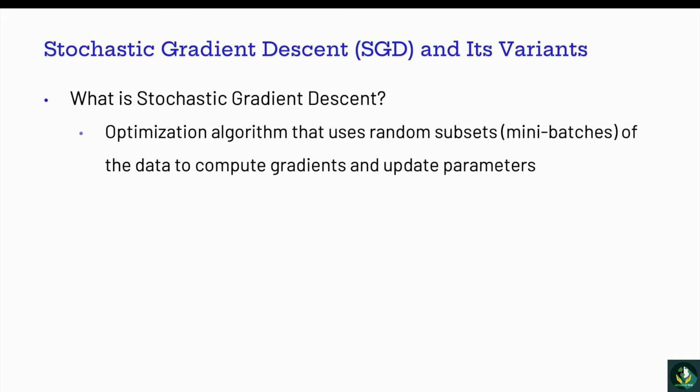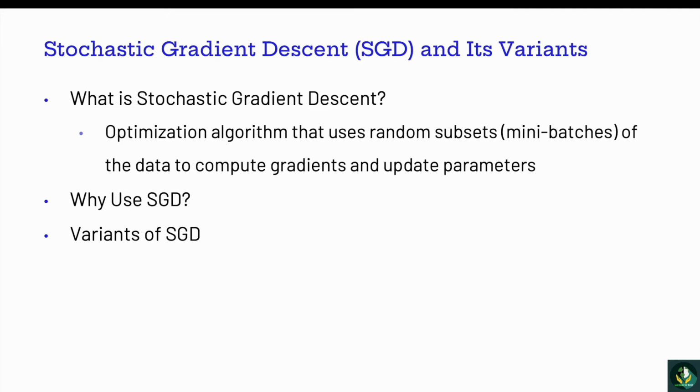Next, let's look at stochastic gradient descent, also called SGD, and its variants. So first, what is stochastic gradient descent, or SGD? An optimization algorithm that uses random subsets, or mini batches, of the data to compute gradients and update parameters. So why do we use SGD? SGD is used for faster convergence for large data sets compared to batch gradient descent.